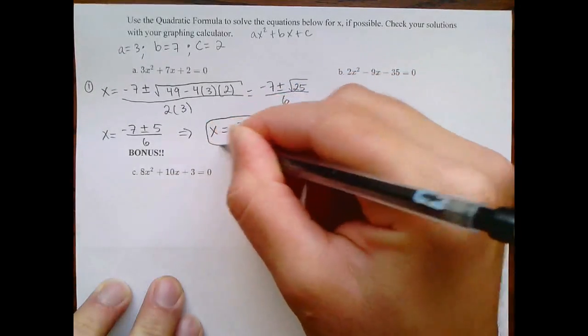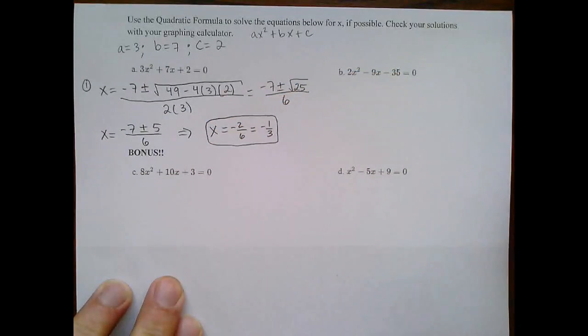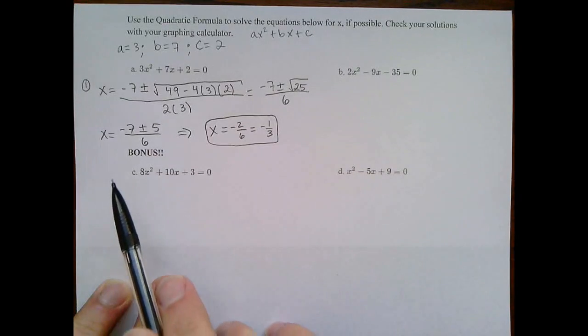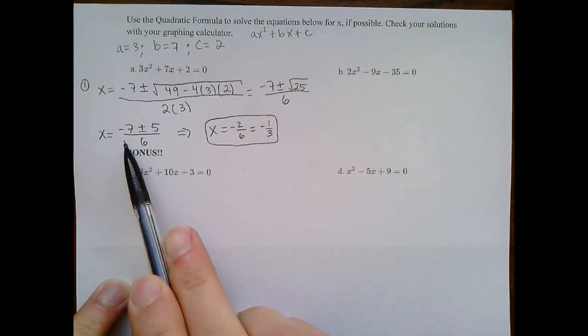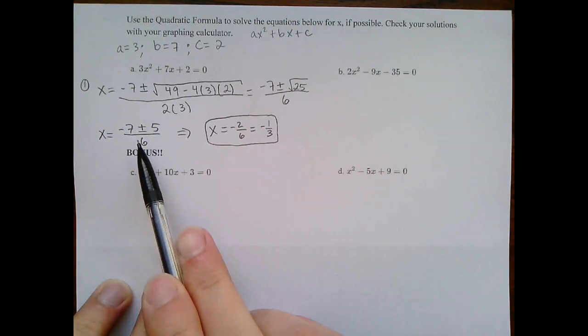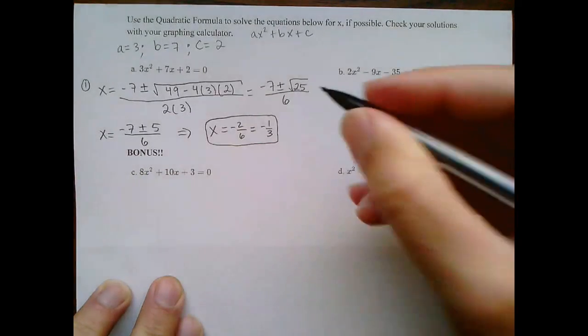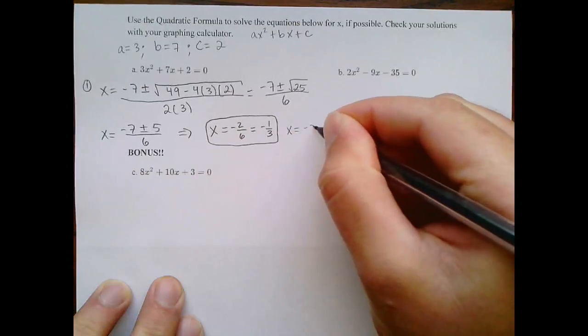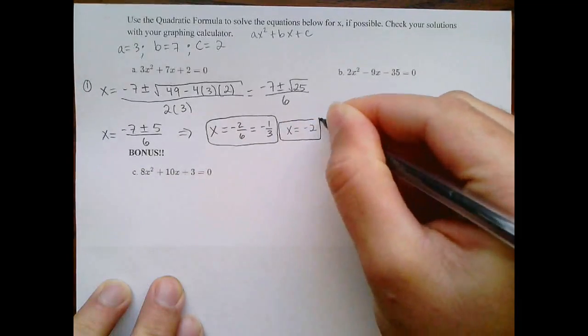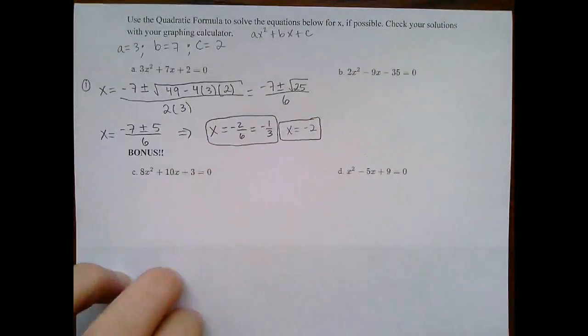X is -1/3. That's one possible solution. We can also do, instead of -7 plus 5, -7 minus 5. So what's -7 minus 5? Well, that's -12. -12 divided by 6 is -2. So our 2 solutions are x equals -2 and x equals -1/3.